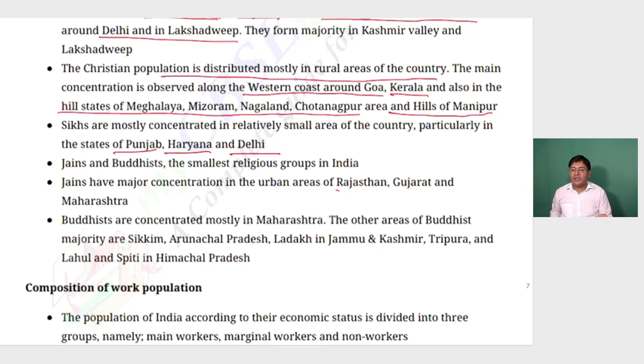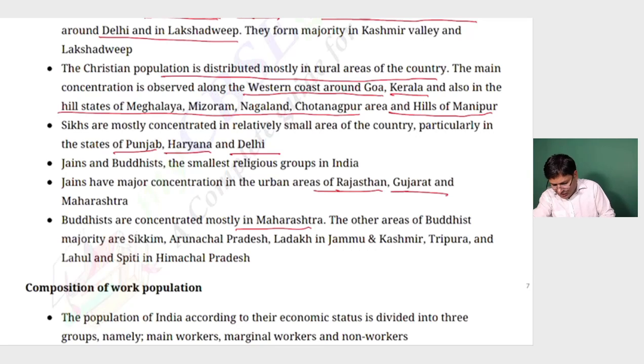Then there are some other religions also, just like Jains and Buddhists, and these are the smallest religious groups in India. And Jains have major concentration in urban areas of Rajasthan, Gujarat, and Maharashtra.